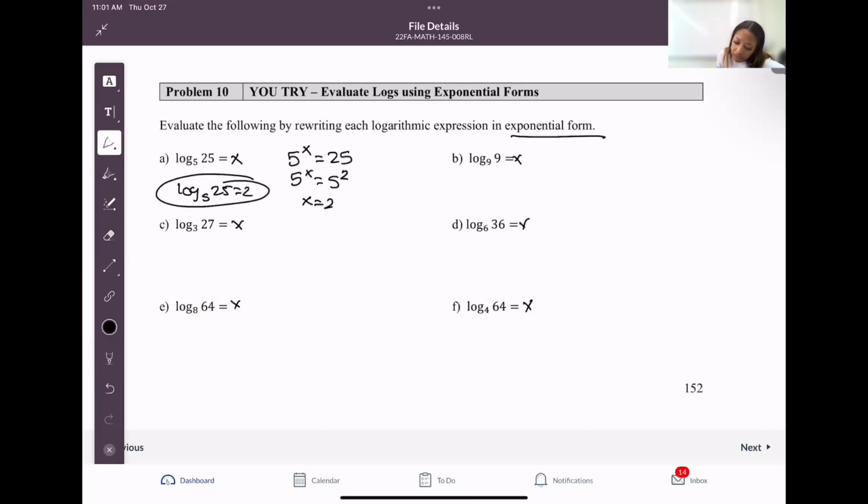For part B, log base 9 of 9. That's 9 to what power equals 9? We know 9 to the first power equals 9. So log base 9 of 9 equals 1.